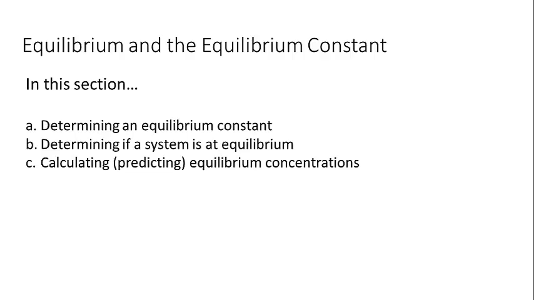And then the second is, if you know the concentrations of species in a system, how do you determine if it's at equilibrium or not, and what will happen if it's not at equilibrium? And then finally, the third part will be calculating what the equilibrium concentrations will be if a system that's not at equilibrium goes to equilibrium.